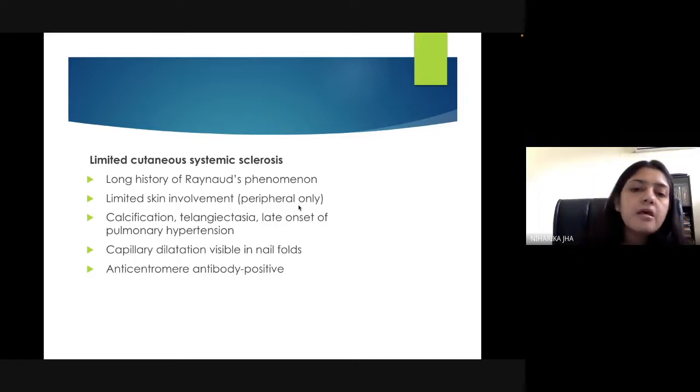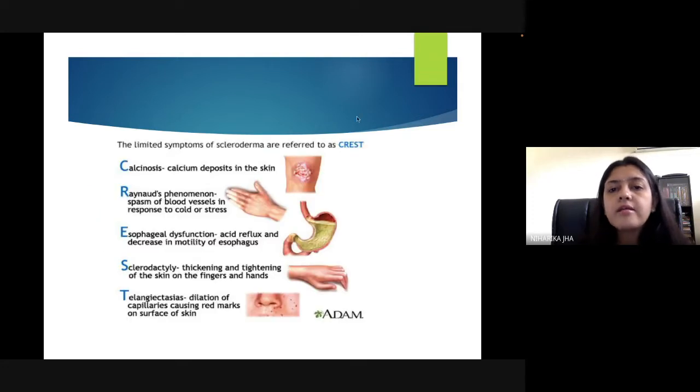If we talk about the symptoms of limited type of systemic sclerosis, then we can remember the mnemonic CREST. So, what is CREST? C stands for calcinosis, R stands for the Raynaud's phenomena, E stands for esophageal dysfunction, S stands for sclerodactyly, and T stands for telangiectasia. So, this is CREST syndrome, which are the symptoms of the limited type.